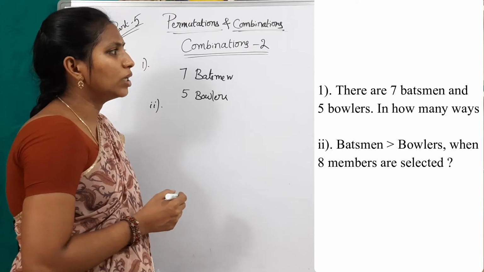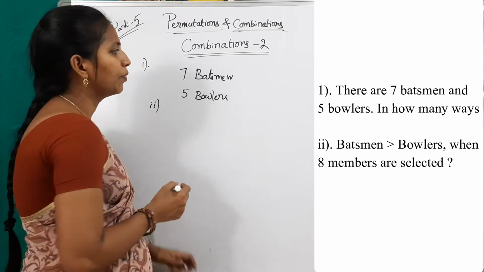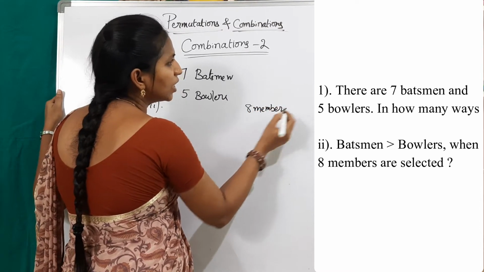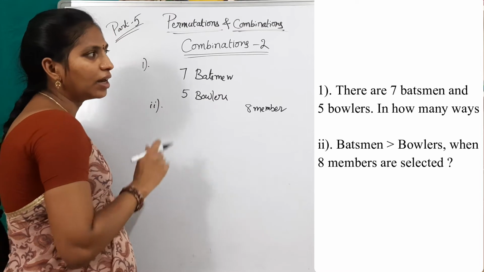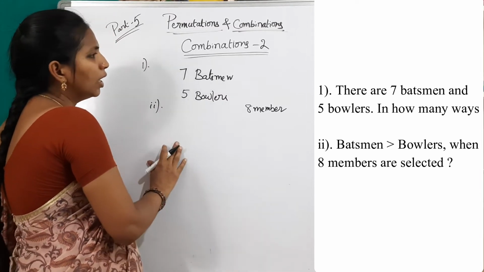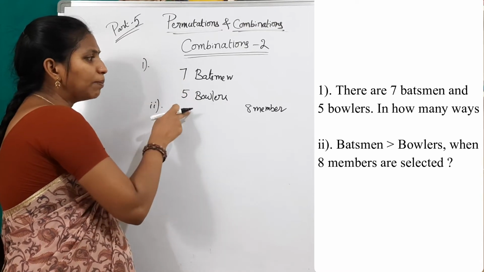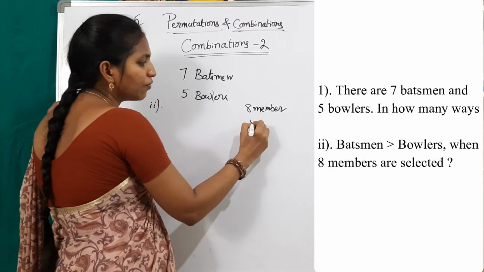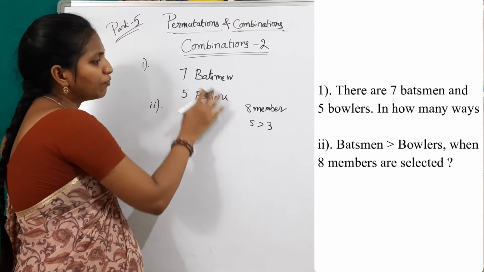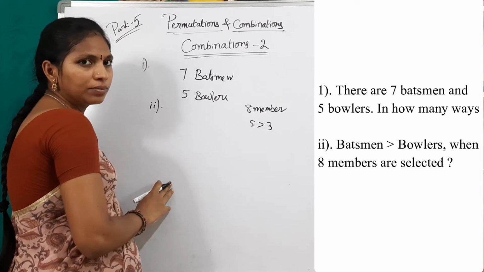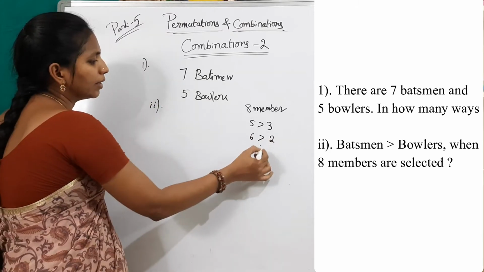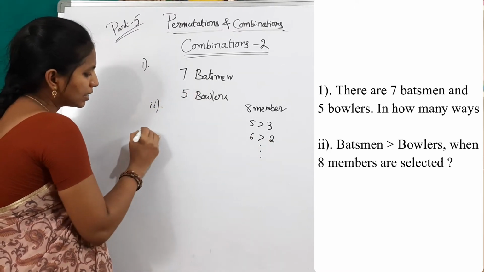Now see the second sub question. Batsmen greater than bowlers when 8 members are selected. You should select how many members? 8 members. What is the condition here? Batsmen must be greater than bowlers. Batsmen greater than bowlers means 5 is greater than 3. Yes or no? Batsmen 5 and bowlers 3. And 6 is greater than 2, like that.